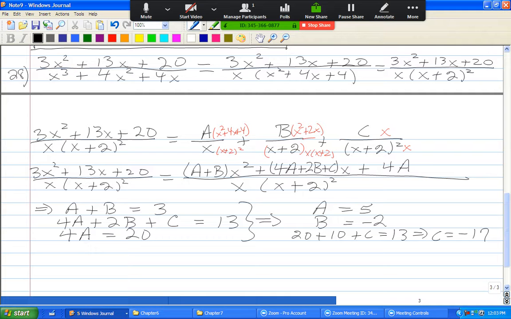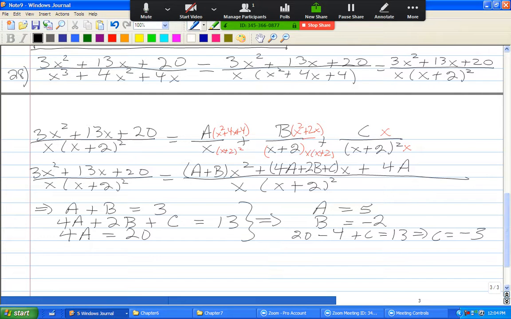Wait, b is not 5. b is negative 2. So 16 plus c, 16, so negative 3. Sorry about that. So c is negative 3. I for some reason saw that both a and b were 5, but no. A is 5 and b is negative 2.